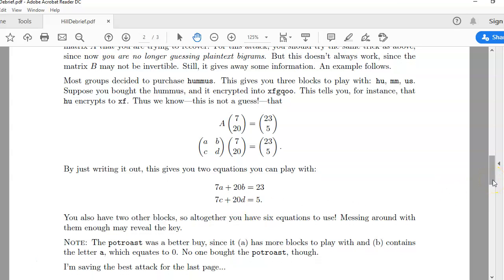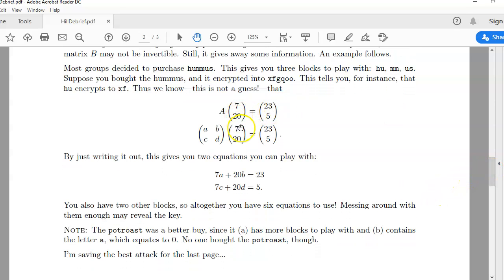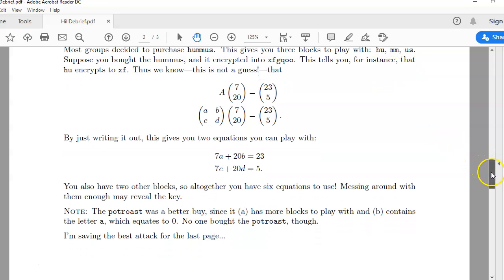But you also had 2 other blocks. So if you did that for MM and US, you now have 6 equations to use. If you mess around enough with those 6 equations that you get from the hummus, you might be able to get the key. And some groups did. That's good. But all you can do is look at what I'm doing. I'm simply writing down what I know. The block HU had to go to the block XF. Write it out in terms of your key and play with it. But you can do it 2 more times, for that block and for that one. Some groups did that with success.